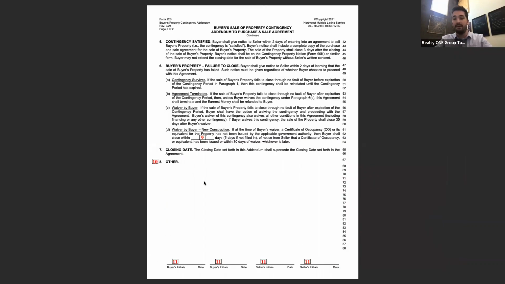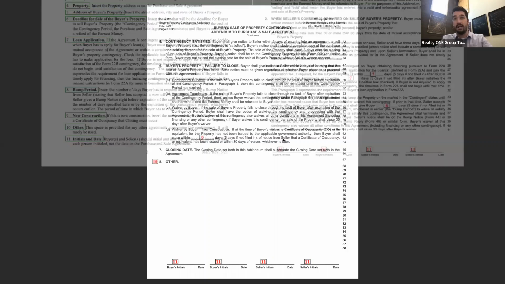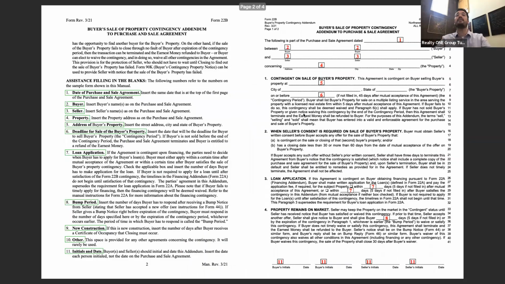This is a blank field that you could, in my opinion, say something to the effect of, and please talk to me before doing this, because we want to make sure we're just filling in blanks to the best of our ability and not handwriting too much. But you can say something to the effect of, according to paragraph 1, line 10, buyer has 10 days after mutual acceptance to list the property.